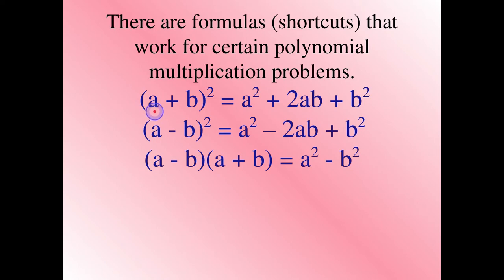So the first formula says (a + b) squared equals a squared plus 2ab plus b squared. We'll explain that in a minute, but that's the first formula. The second formula, (a - b) squared, equals a squared minus 2ab plus b squared. And again, I'll explain that. And then the third one, the product of the sum and difference, is (a - b) times the quantity (a + b). Your answer will always be a squared minus b squared.